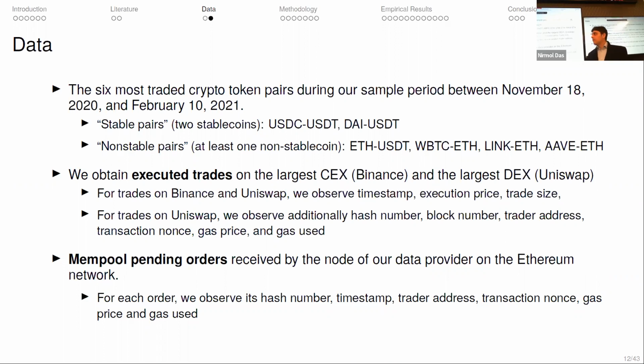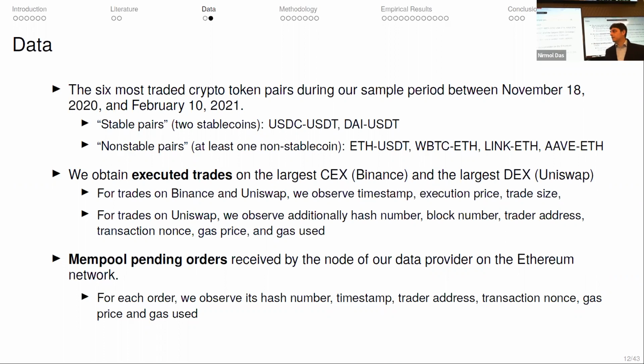And then we also look at non-stable pairs, which means pairs of tokens for which at least one token is not a stable coin. For example, Ethereum versus USDT. Ethereum is not a stable coin. Stable coin means pegged to the US dollar, so the value is really the equivalent of $1 US. Then we look at wrapped Bitcoin versus Ethereum. These are two non-stable coins, so this is really a very unstable pair. Then we have Link, which is the Chainlink coin, and Aave, which is the coin of the Aave decentralized lending protocol. So these are all stable, unstable pairs.